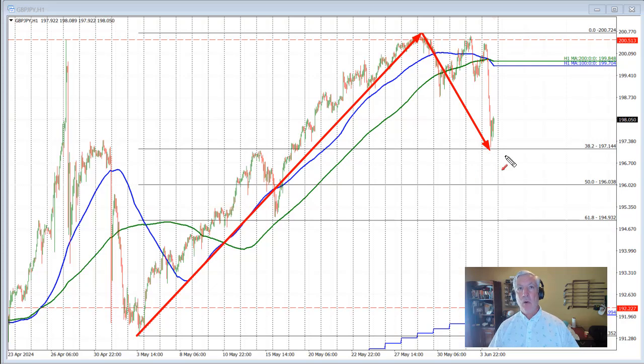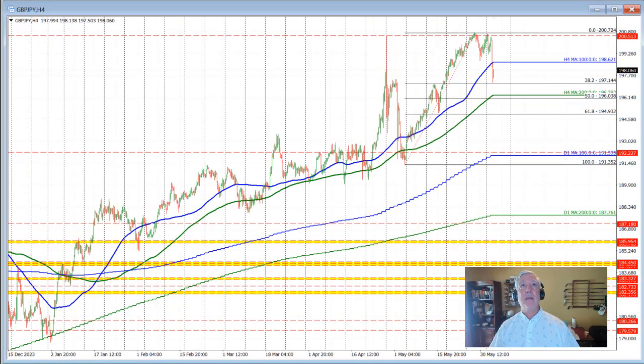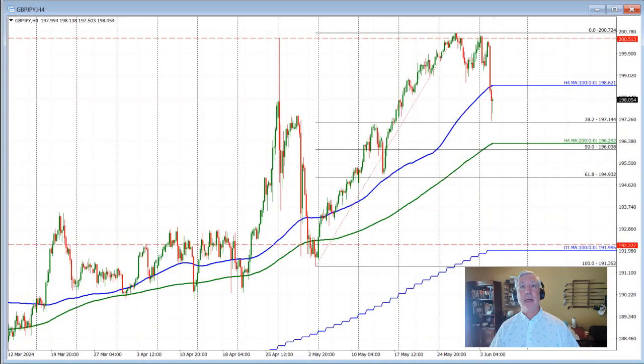So holding the 38.2% kind of keeps the buyers in play. If the price is going to go lower, we need to get below that level and stay below that level. Absent that, this is just a corrective move in what was a bullish move to the upside. Let's go to the 4-hour chart, see if there's any clues off of that chart. I'm going to zoom back out here.